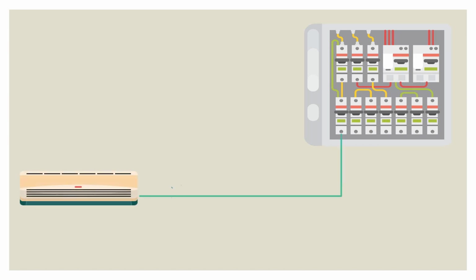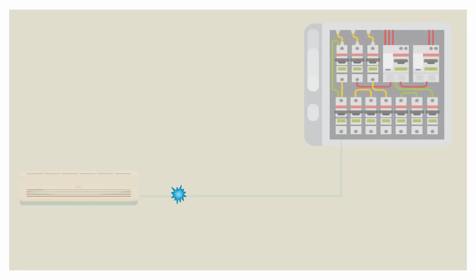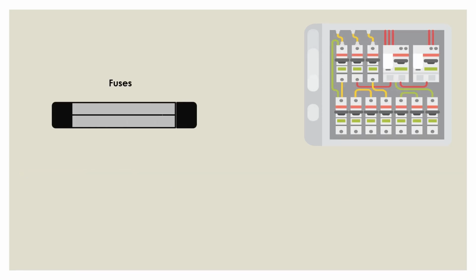These automatic switches trip when they detect an overload or a short circuit, cutting off the power to the affected circuit. On the other hand, we also have fuses. These devices contain a thin wire that melts when there's too much current, breaking the circuit and preventing further damage.